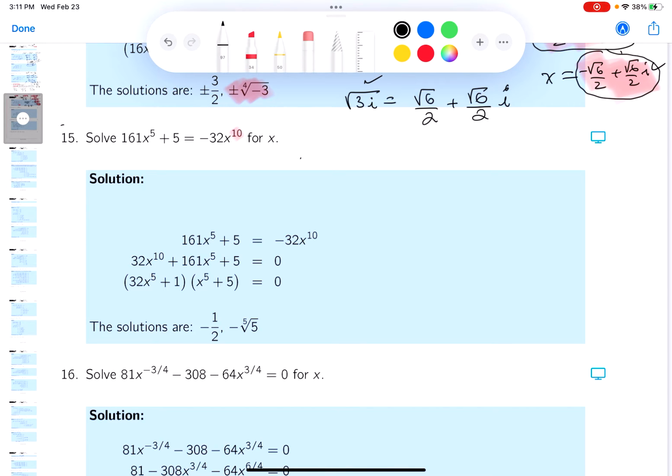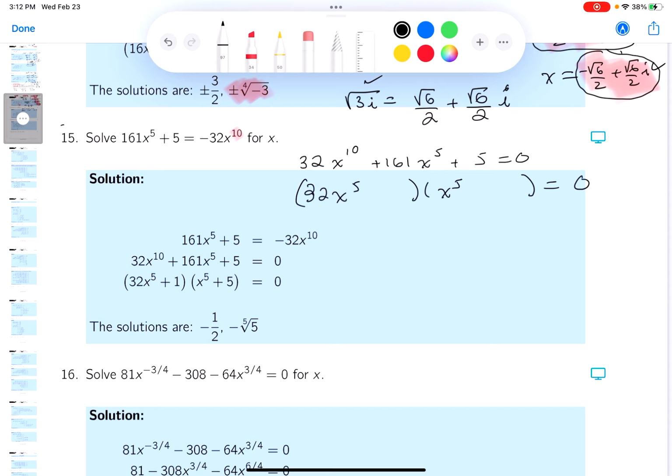So what do you get over here? 32x to the 10th power, right? Let's keep going. Plus 161x to the 5th power plus 5 equals 0. And I'm going to try to factor it. It looks doable, though. I'll say that. 32x^5, x^5.